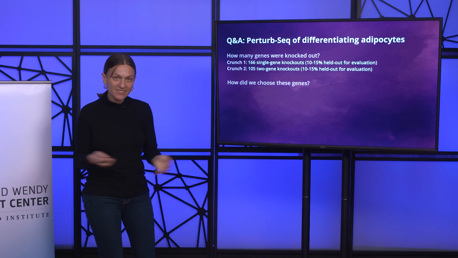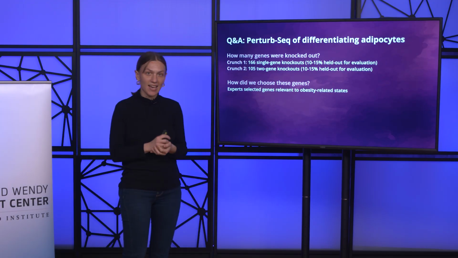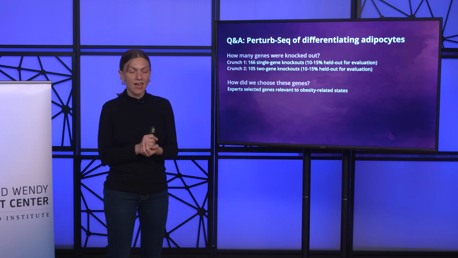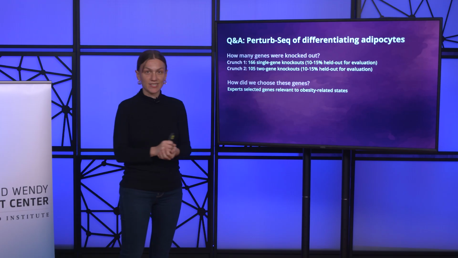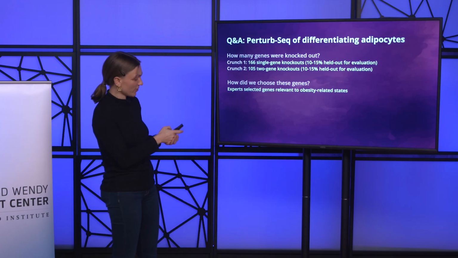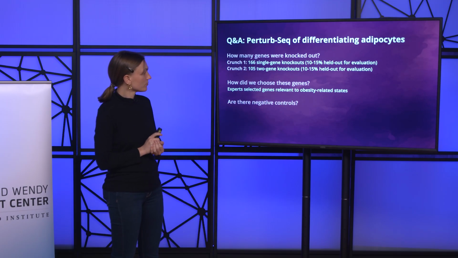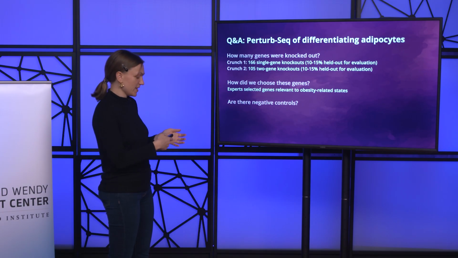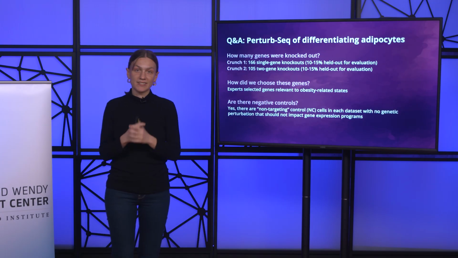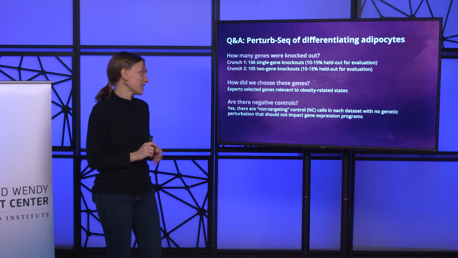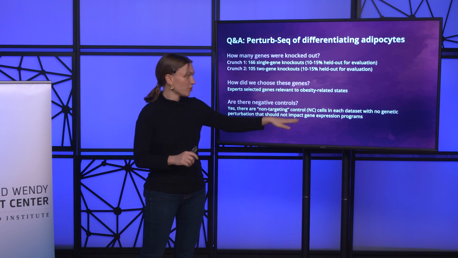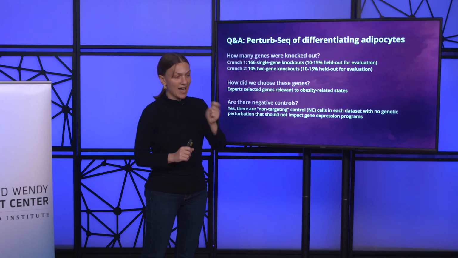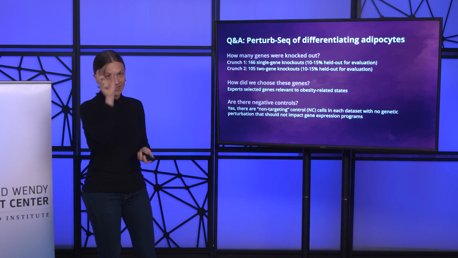And so how were those genes selected? For this, we consulted experts in the field, adipocyte experts, and they chose genes that they believe could be relevant to obesity. And so this is the set of genes that we focused on. And finally, as I mentioned, yes, there are negative controls. These are cells that did not receive any genetic perturbation, and we call these the non-targeting controls, and you'll be able to identify them in the data sets that you receive because they'll have this NC annotation rather than the name of a gene under the perturbation column.